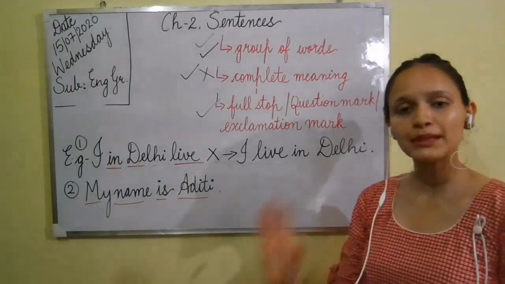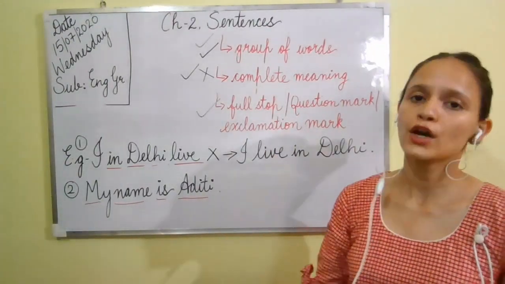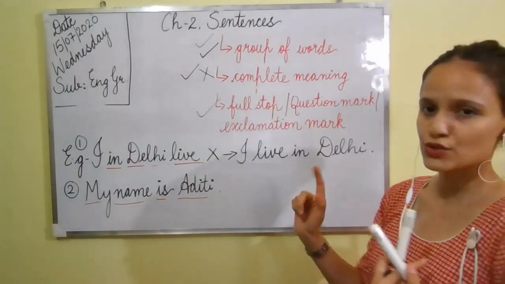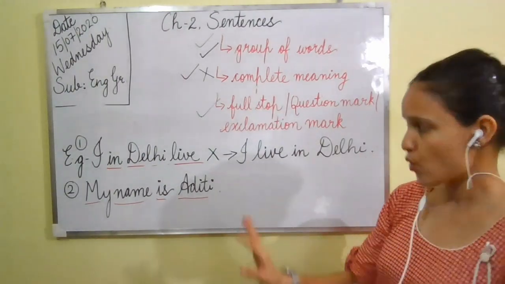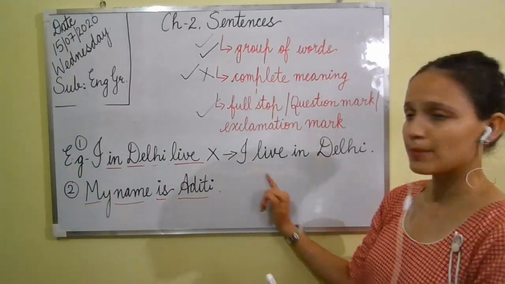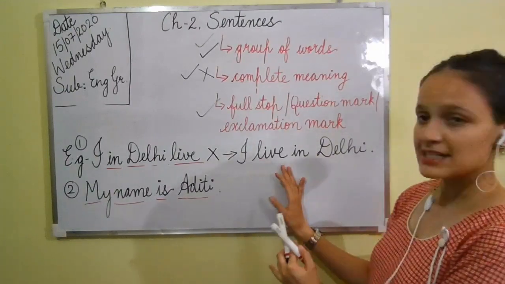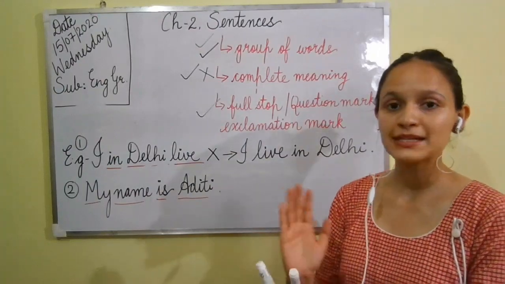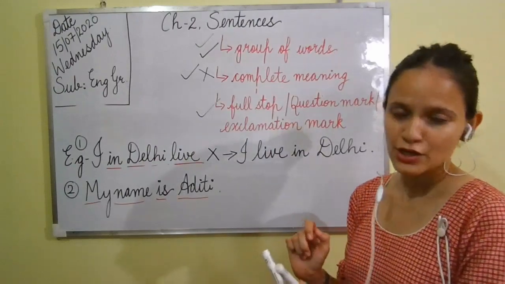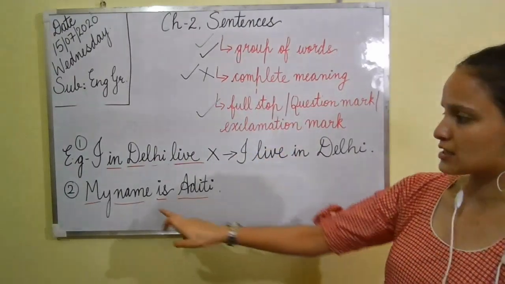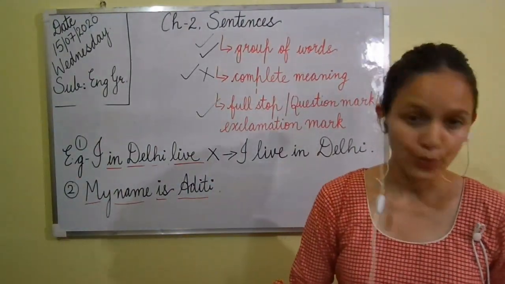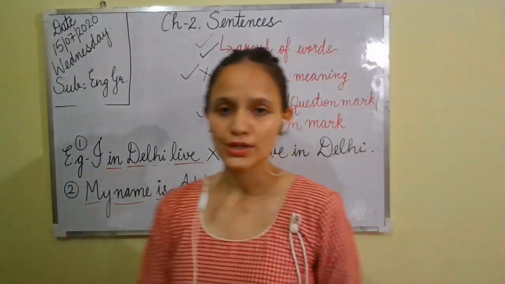So every complete sentence ends with a full stop or a question mark or with an exclamation mark. So now we can call this one a complete sentence because यहाँ पर group of words भी है. ये sentence हमें एक complete meaning, एक complete sense भी दे रहा है, and the third one is ये full stop के साथ end हो रहा है. So हमारी तीनों categories fulfill हो गई. Okay, I hope कि आपको ये clear हो गया है. Now it is clear to you what is a sentence.